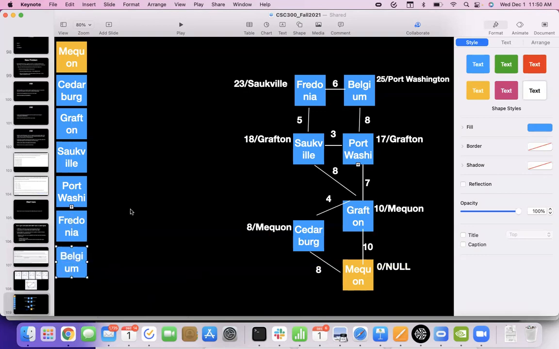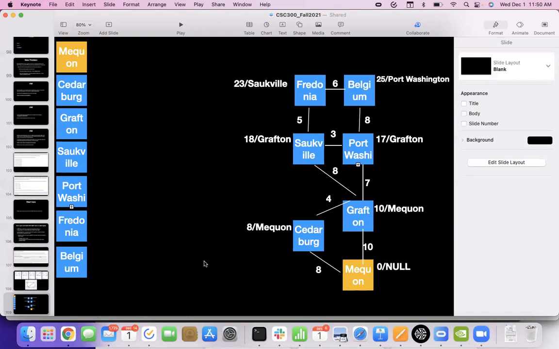Then we look at Belgium. Belgium has 2 roads coming out of it. 25 plus 6 is a 31. Is 31 less than 23? It's not, so we make no change there. 25 plus 8 is 33. Is 33 less than 17? It's not, so we make no change there.